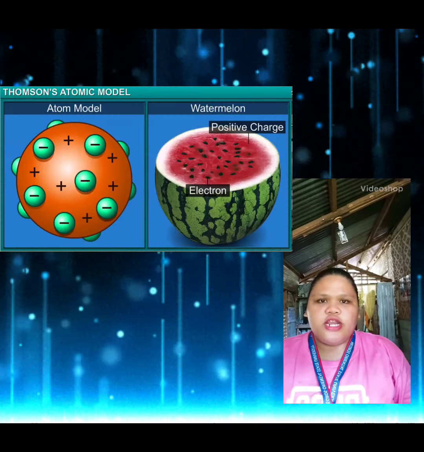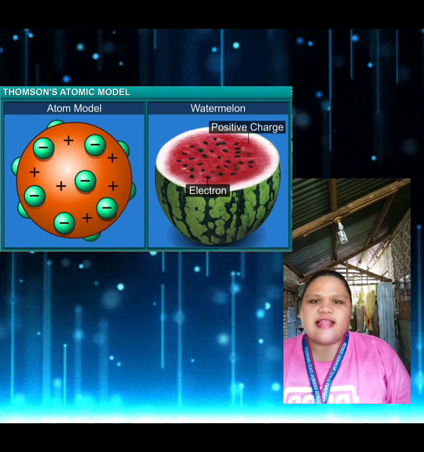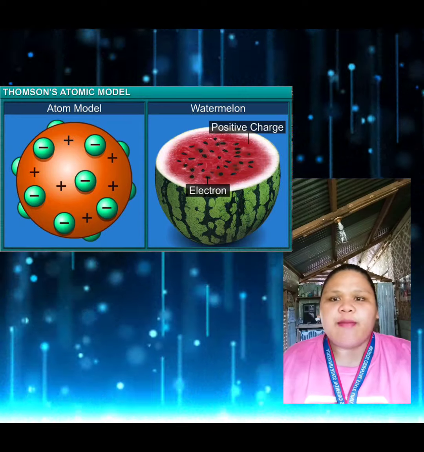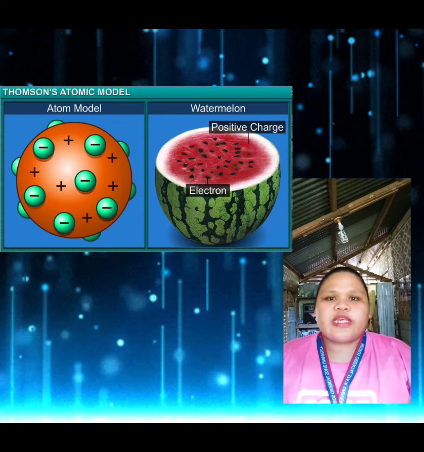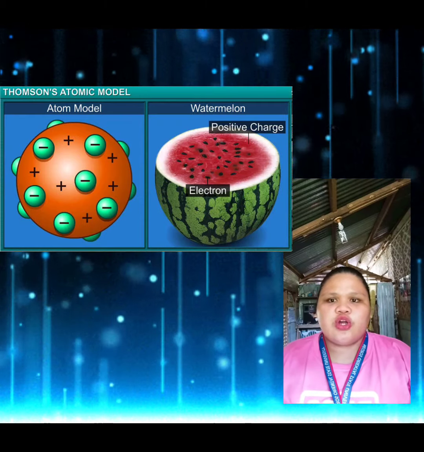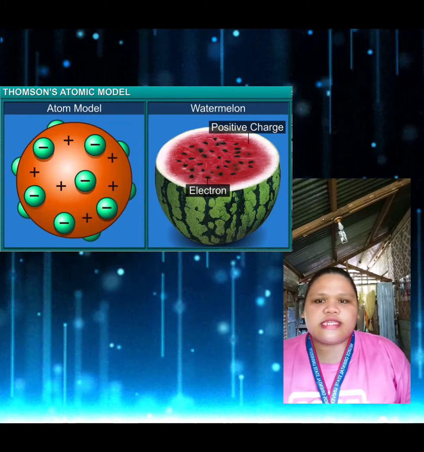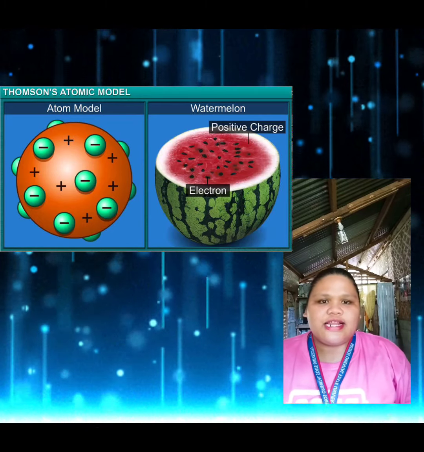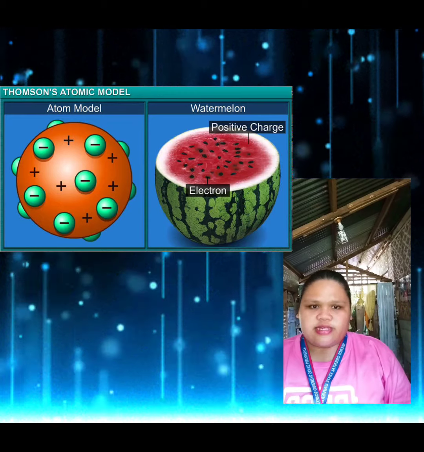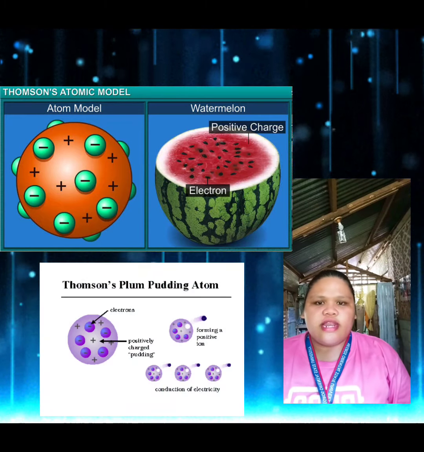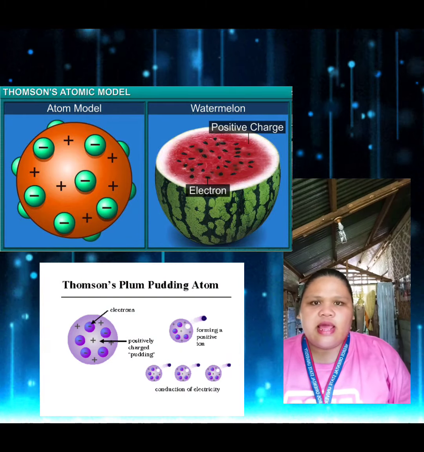Thomson's atomic model: with the discovery of electrons by the British scientist Thomson, it became clear that atoms consist of smaller particles responsible for the transmission of electrical charge. Thomson believed that atoms are essentially neutral, and suggested that atoms contain small negative particles floating in a liquid of positive charge, also known as the plum pudding model.